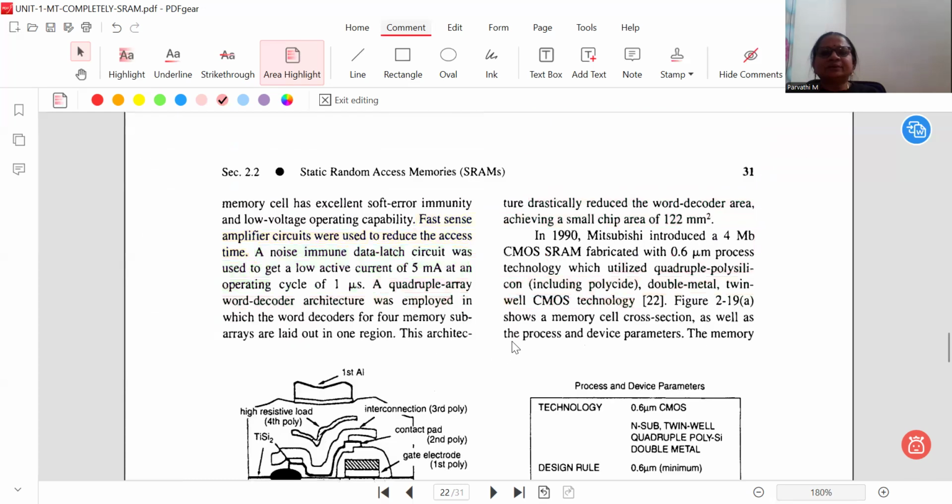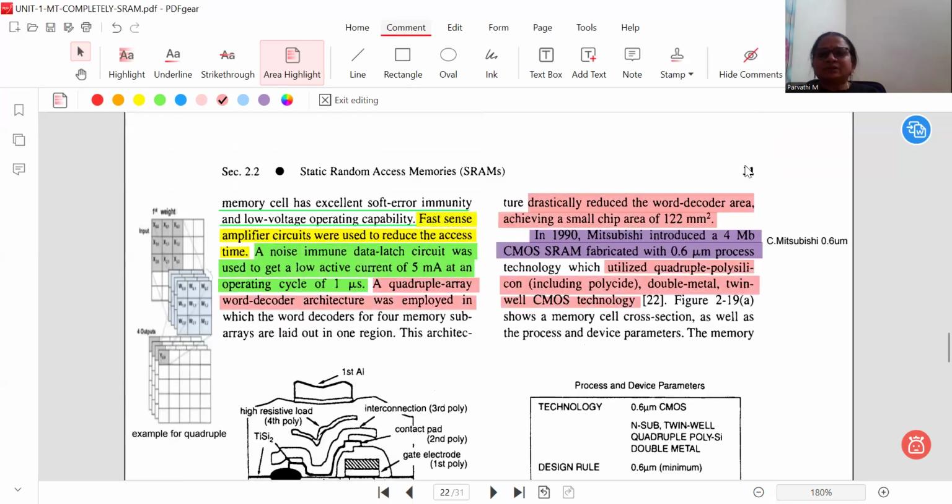And here, the quadruple architecture of quadruple decoders was used with word decoders for four memory subarrays laid out in one region. Similarly, this architecture drastically reduces the word decoder area as well as achieving a small chip area of 122 millimeter square. So that is the second kind of technology, by Hitachi company. The first one is NEC company.